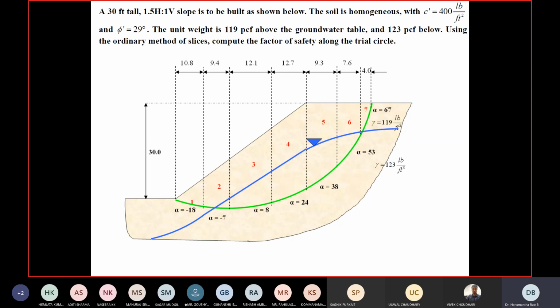And there is a groundwater condition also, as you can see here. It is highlighted with the blue line for the water table. The width of slice 1 is 10.8, then 9.4, 12.1, 12.7, 9.3, 7.6, 4.